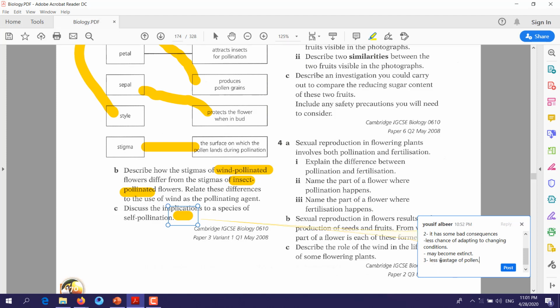Number three, this we can consider as a positive point. Less wastage of pollen. Cross pollination is transferring pollen from one plant to another one. So in this case, what will happen? We will waste lots of pollen. But a self-pollinating species will waste less pollen.